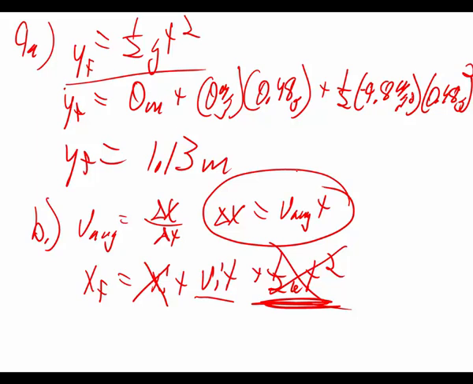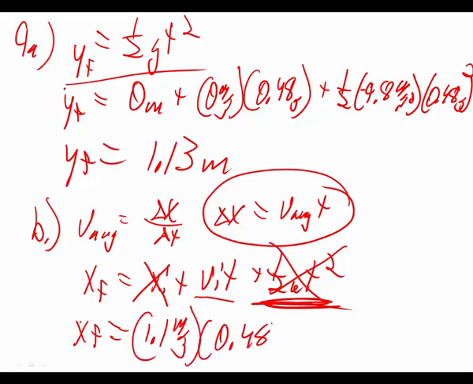Now, Ms. Shields, do I have to do all that? No. Just do it the easiest way and solve it. So plug it in. x final is equal to 1.1 meters per second times 0.48 seconds. I wrote meters per second, I meant seconds.